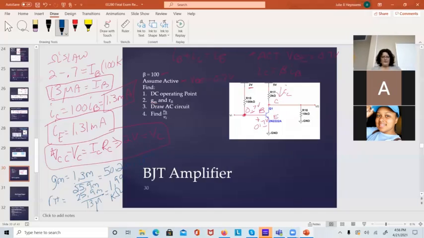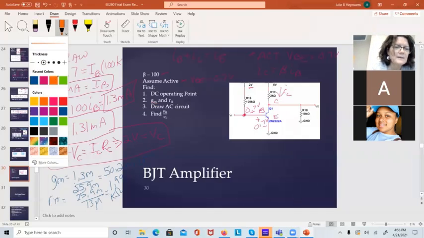We have to draw the AC circuit. Oh, great. This is a long class. We got a lot of stuff in here.